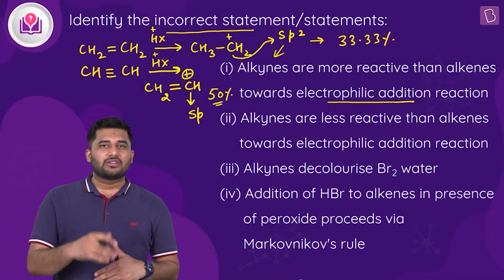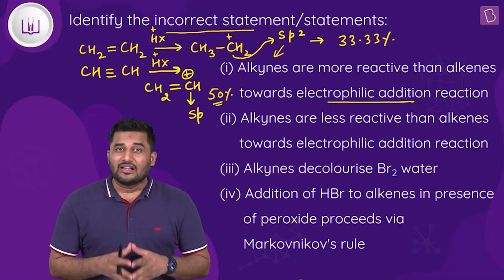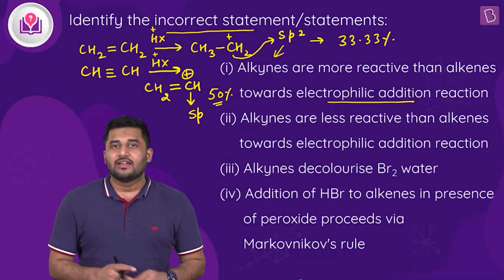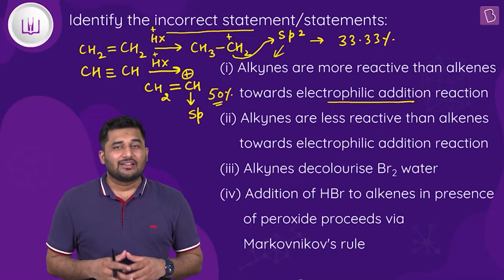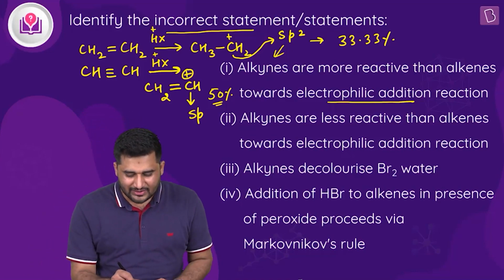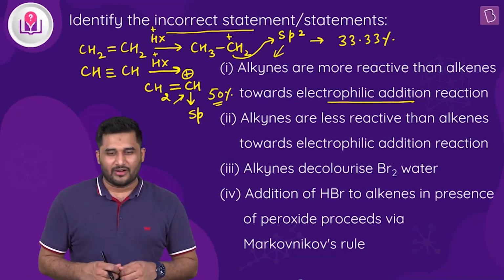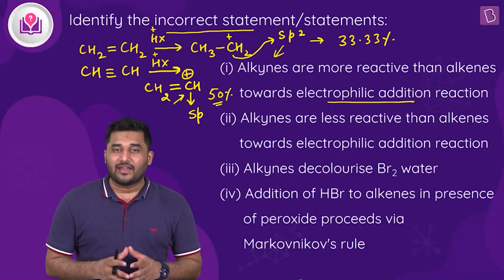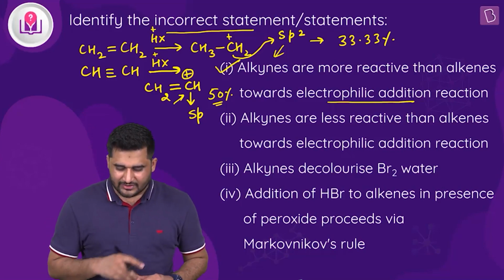And we know that the more the percentage s character, the more the electronegativity. So this tells you that in case of alkynes, the carbocation intermediate that you will get is less stable. Why? Because in this case a positive charge is present on a more electronegative carbon. So this tells us why alkynes are less reactive than alkenes. So that means this is the right answer.